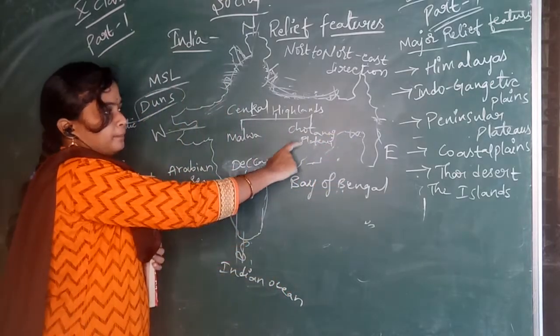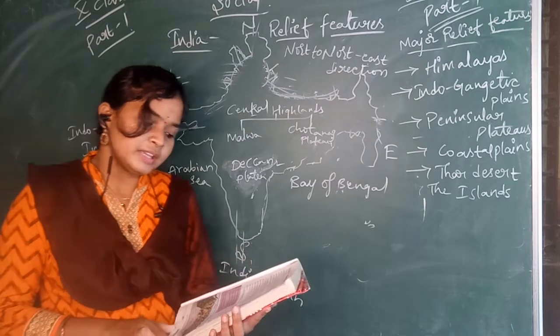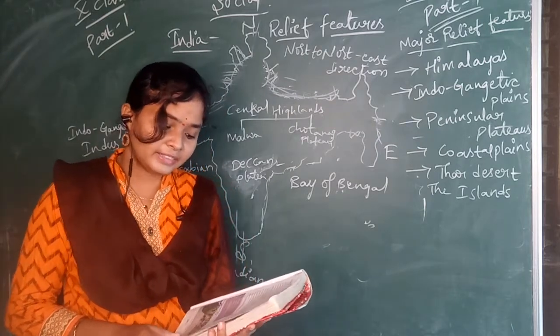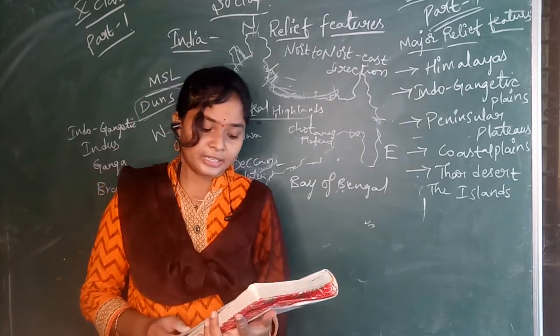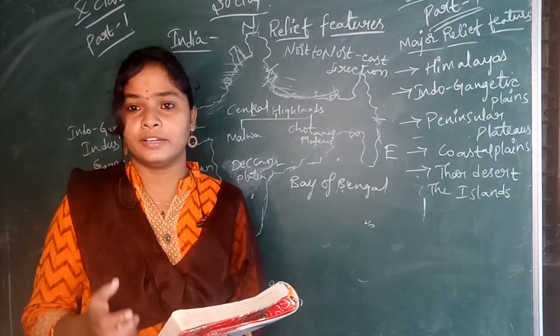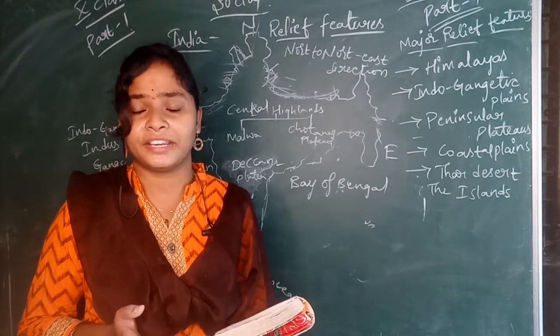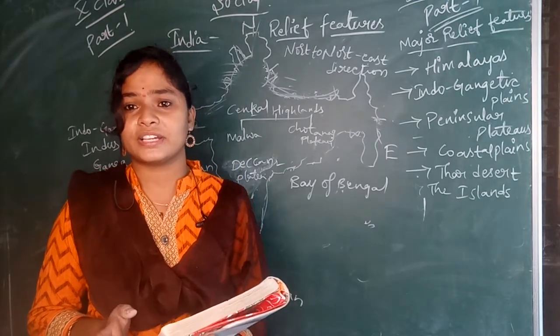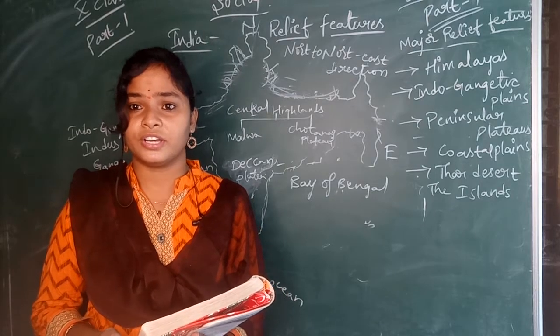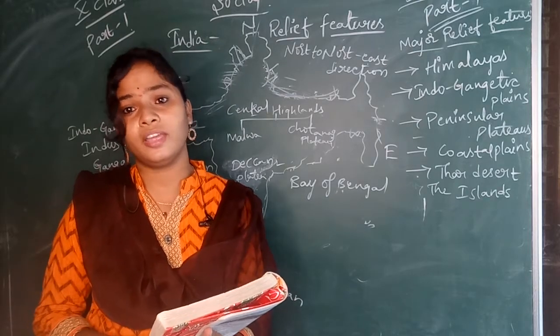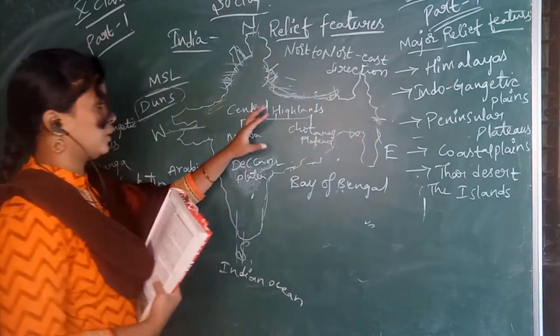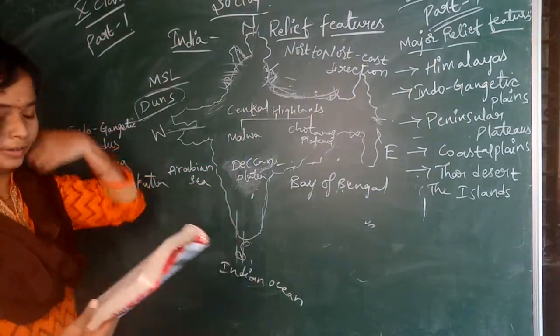The Malwa Plateau and Chota Nagpur Plateau are situated in the Central Islands, and these rivers are not perennial. They do not flow throughout the year. What are the perennial rivers? The rivers which flow throughout the year are known as perennial rivers.